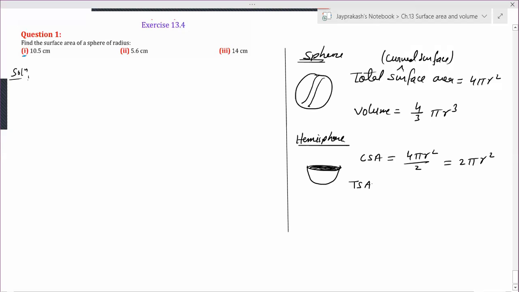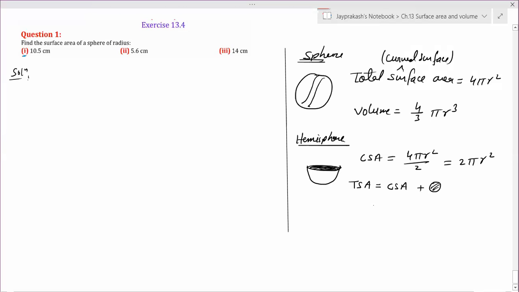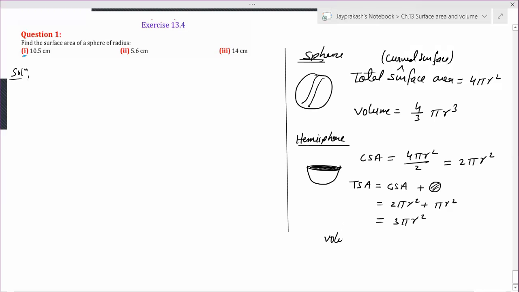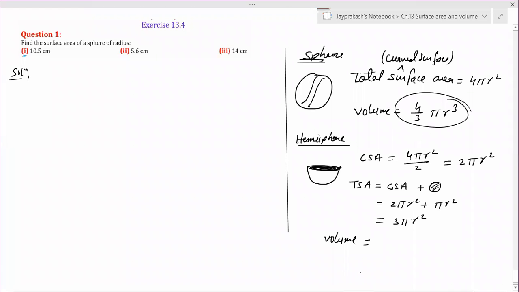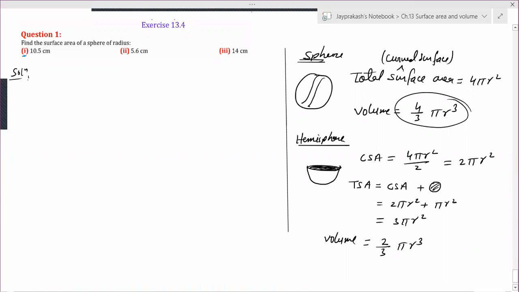So in TSA we will write CSA plus area of circle: 2 pi r square plus pi r square. So it will be 3 pi r square. Now if we talk about the volume, its holding capacity is half of the sphere. So half can be written as 2 by 3 pi r cube.